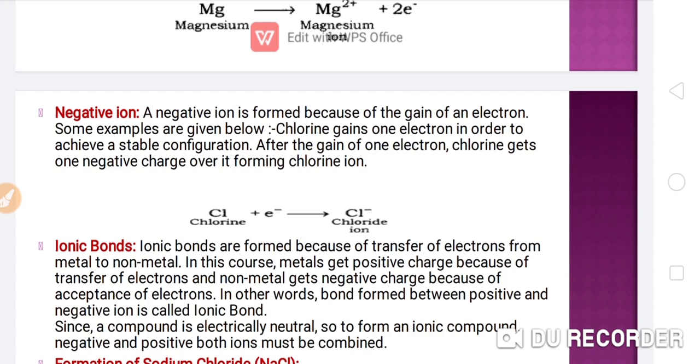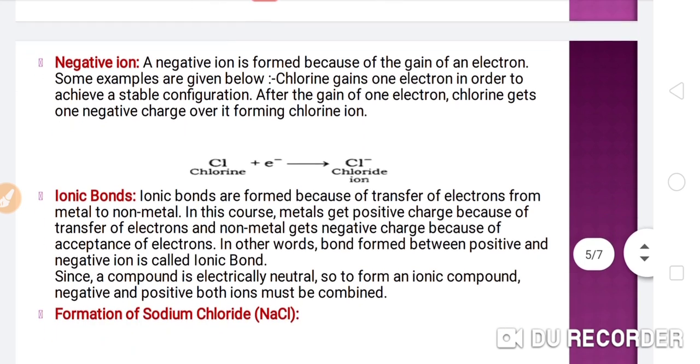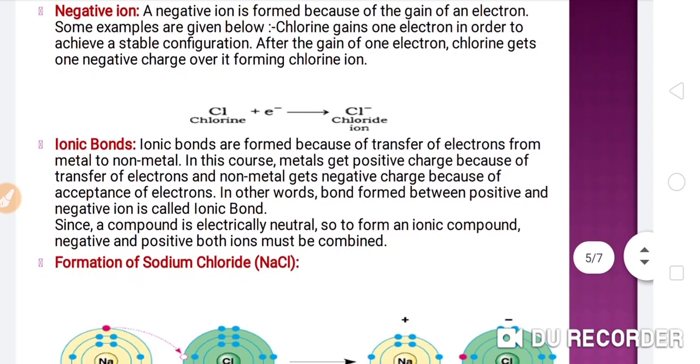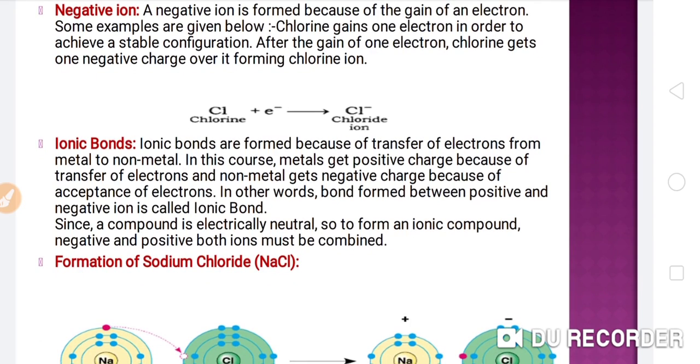Some examples are given below, that is chlorine. When it gains an electron, it will convert into Cl negative, okay. So this is the chlorine anion. Now after the ion formation, what will be the next step? This is the ionic bond.